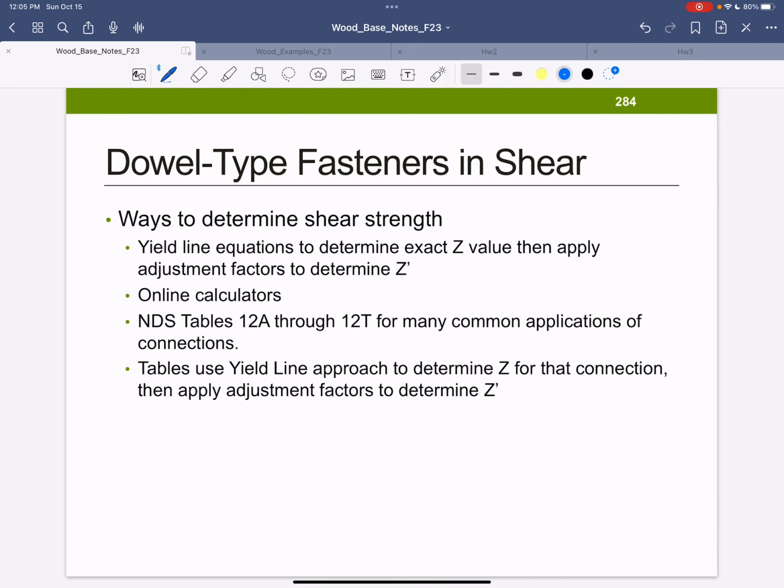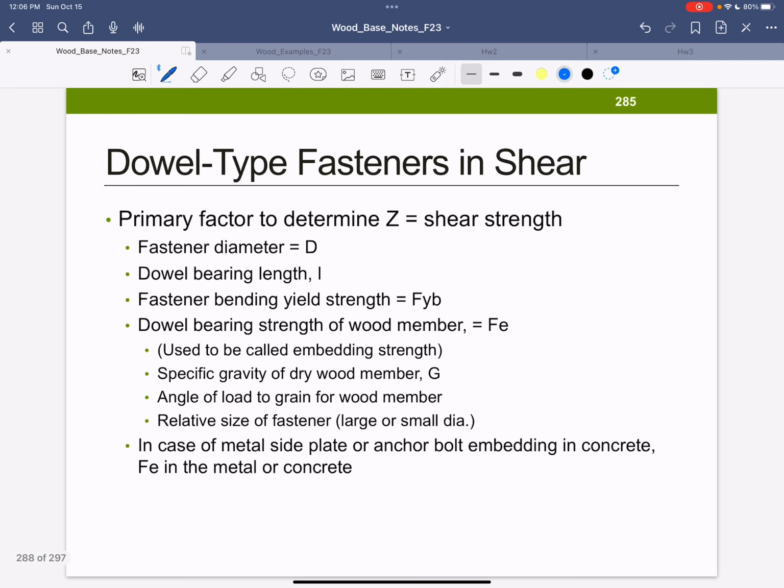All right, so dowel fasteners and shear. You can determine shear strength by the yield line equations, look at the exact yield value, and then get your adjustment. There are online calculators. There are tables that you can use for many of the common types of connections. So in NDS, tables 12A through T. Those are using the complicated equations and plotting them up for you. So they're design tools. So they use that yield line approach. They just determine the Z value for the connection and then adjustment values. Dowel type fasteners continued here.